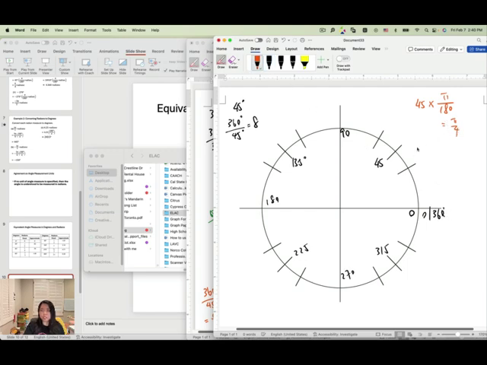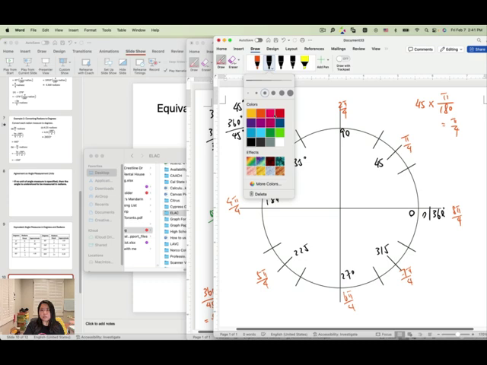Okay, talking about the radian again. So the first one, pi over 4, 2 pi over 4, 3 pi over 4, 4 pi over 4, 5 pi over 4, 6 pi over 4, 7 pi over 4, and then the last one, 8 pi over 4.